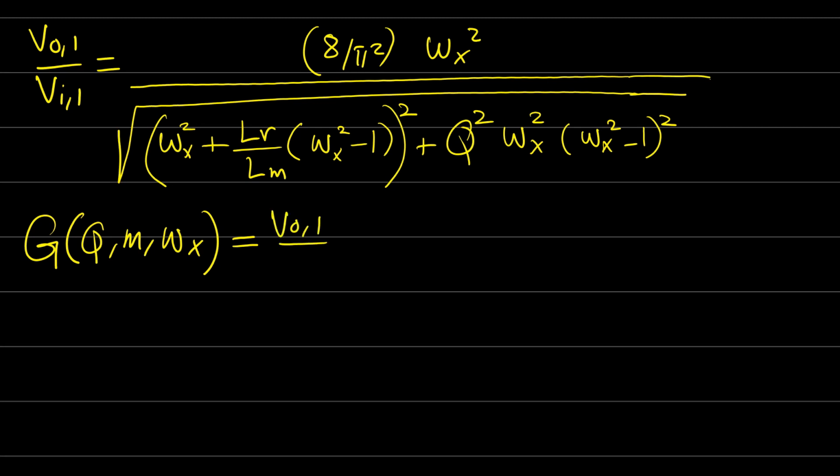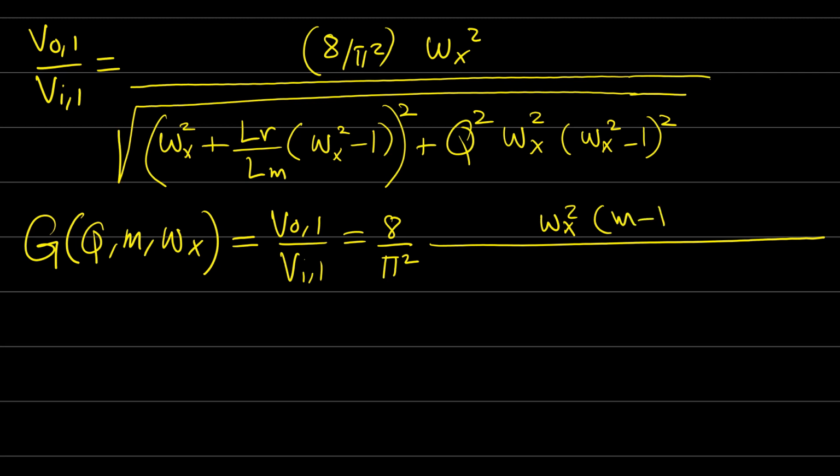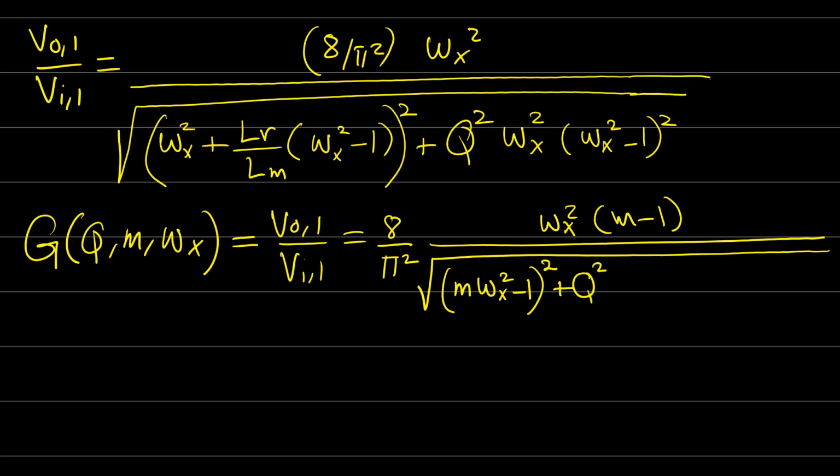This will be again V out first harmonic over Vn, and it will be 8 over pi squared times omega x squared times (m minus 1) over the square root of (m times omega x squared minus 1) squared plus (Q squared times omega x squared times (omega x squared minus 1)) all squared times (m minus 1) squared. And this is the final equation, the relation between the input voltage and the output voltage for the LLC converter.